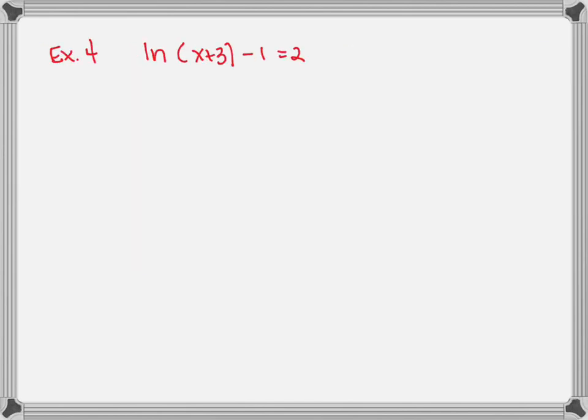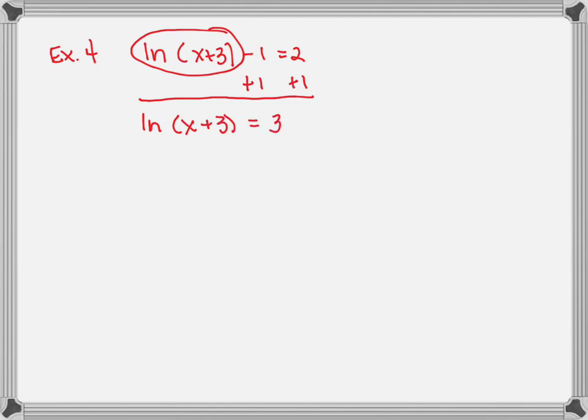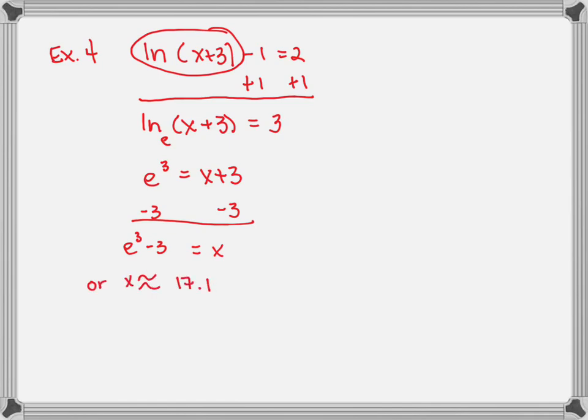Okay, let's look at a fourth example. The natural log of x plus 3, minus 1 equals 2. Let's get the log expression by itself. I will add 1 to both sides. We get the natural log of x plus 3 equals 3. And now we will write this in exponential form. Remember, the base on the natural log is e, so this becomes e cubed equals x plus 3. And getting x by itself, subtract 3 from both sides, x equals e cubed minus 3. This is my exact solution, or this is approximately equal to 17.1.